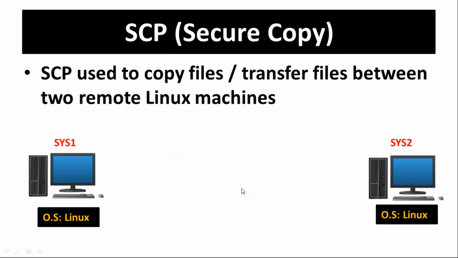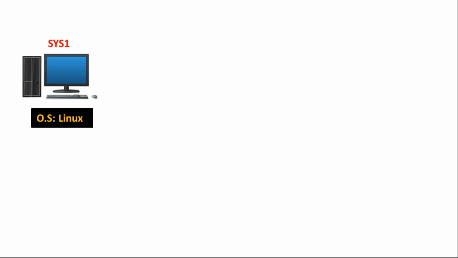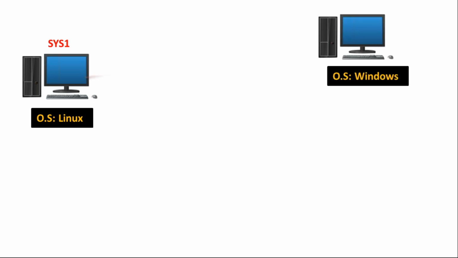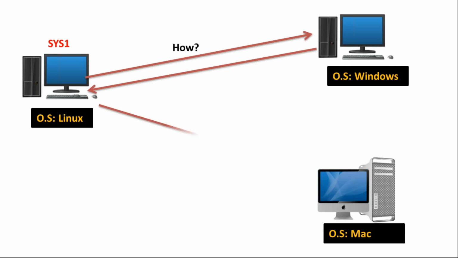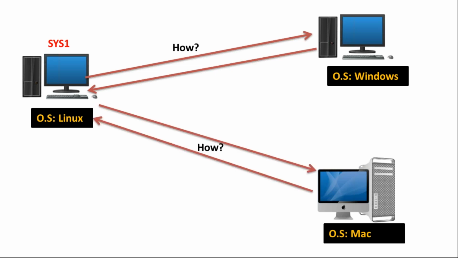But now the next problem: if there are two or more Linux machines, with the help of SCP we can copy or transfer files from one machine to other machines. But say for example one system is Linux and the other system is Windows. Then how can we send and receive the files? And we have one more system, a Macintosh. Then how can we send and receive files? Between Linux and Linux we can go for SCP.